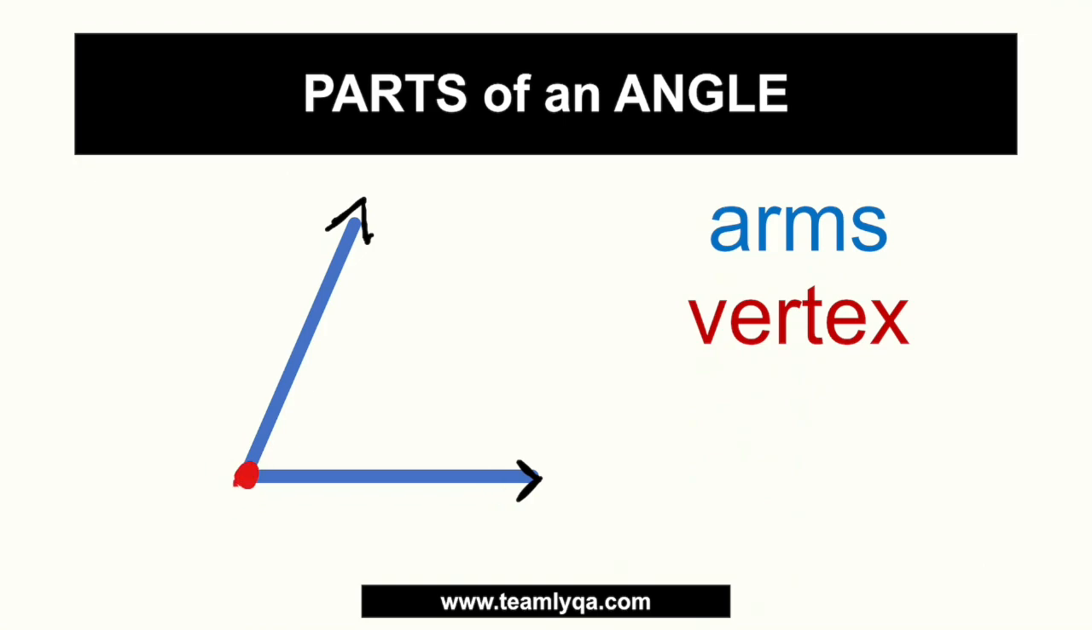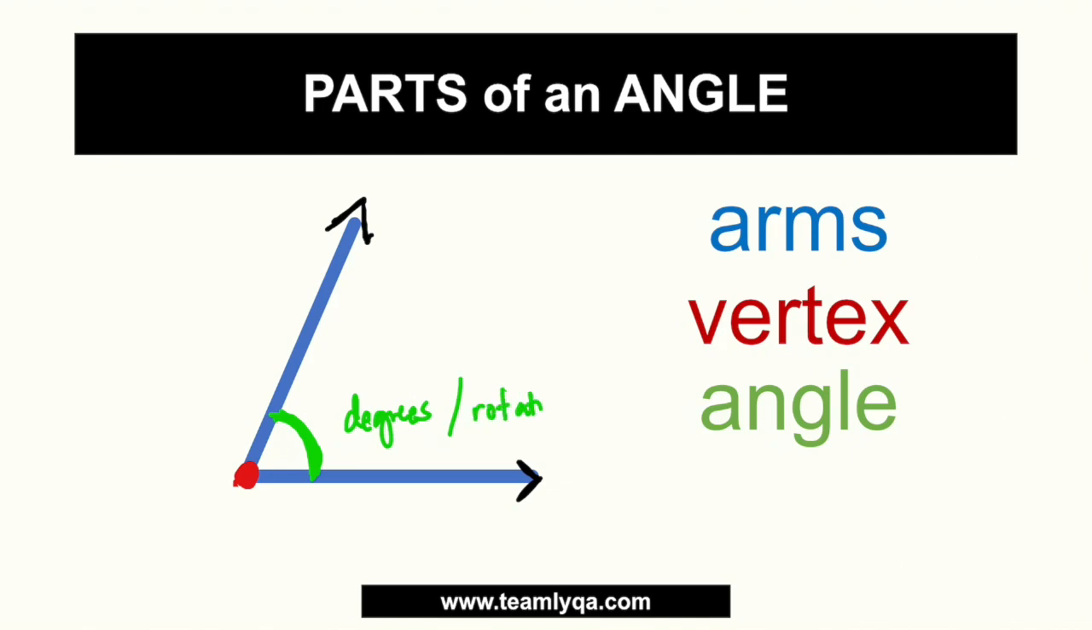Okay? Now, yung angle dyan is not just this shape, no? Yung angle din is this, yung measurement nito. Okay? Now, minsan ang tawag dyan, di ba, it's measured in degrees. Or minsan in rotations. Okay? Yun yung tinatawag nating parts ng isang angle. Okay? So again, these are the arms. Kung saan sila nagtagpo, yun yung vertex. And then this right here is the angle itself.